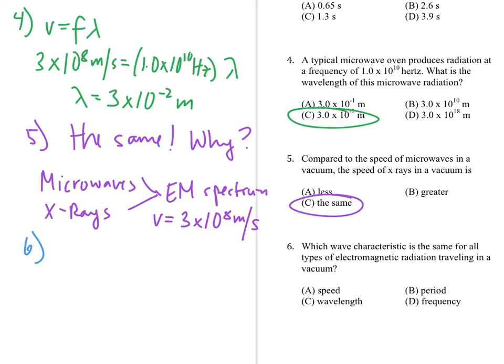Which wave characteristic is the same for all types of electromagnetic radiation traveling in a vacuum? Same thing. Speed. They're all types of waves, all same speeds. But let's go through each of these choices though. Wavelength. Each of them has its own wavelength, each of them has its own frequency. Each wave once again has its own characteristic wavelength and frequency. And period is related to frequency, so if they have different frequencies, they're going to have different periods. There we go.